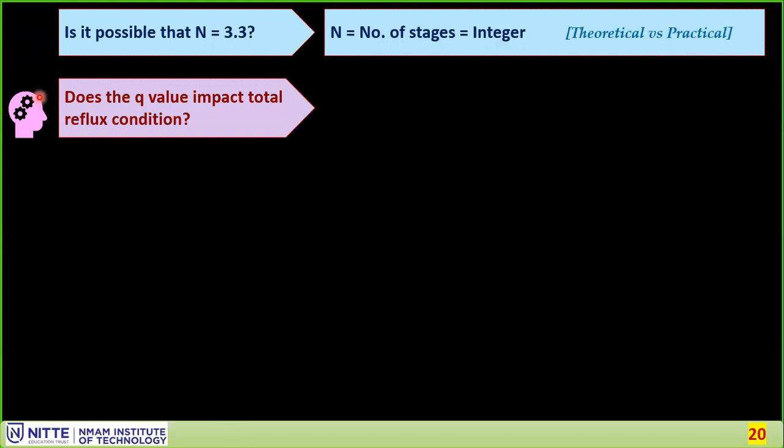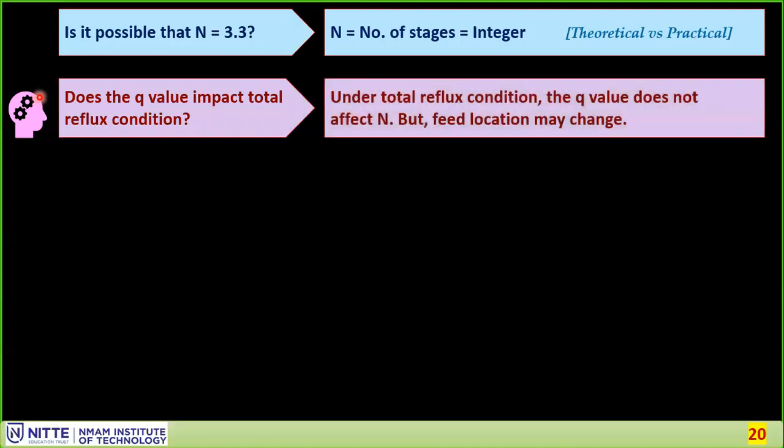Next question is, does the Q value impact the total reflux condition? Q value, feed quality, we have seen that it impacts the number of stages, but here the question is about total reflux condition. Under total reflux condition, where the two operating lines coincide with the diagonal line, does the Q line have some impact? Under total reflux condition, Q value does not affect N. The number of stages remains the same whether Q is 0, Q is 1, or some value in between 0 and 1 or any other value. But the feed location, the stage on which you provide the feed, may change.